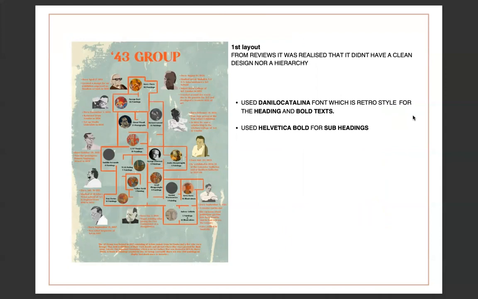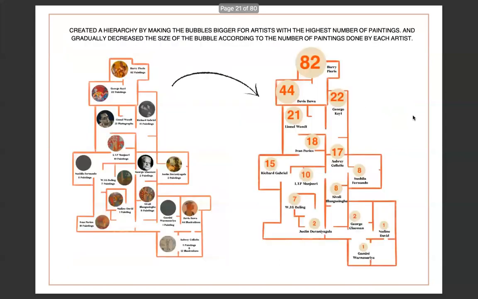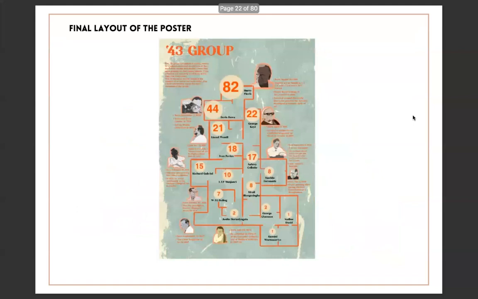After review sessions, we were told that there's no hierarchy in it and the design could be a lot cleaner in terms of displaying it. So then we created the hierarchy by adding bubbles in a way that bigger bubbles depicted the highest number of paintings done by each painter. And then this outline was put together on the layout to create the final design.